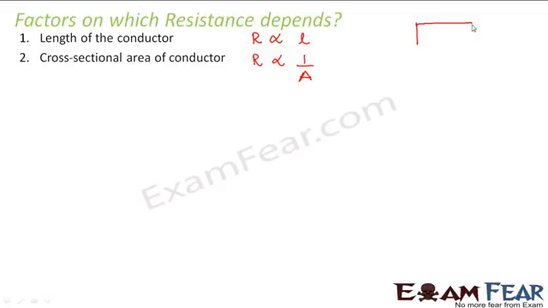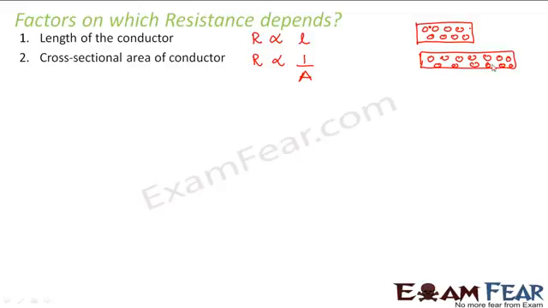It is something like this. Let us suppose if this is the length of a conductor. In this length, you have these many atoms. So that means the free electron will collide with these many atoms. Now, if you increase the length of the conductor, so when you increase the length of the conductor, the number of atoms will also increase, right?